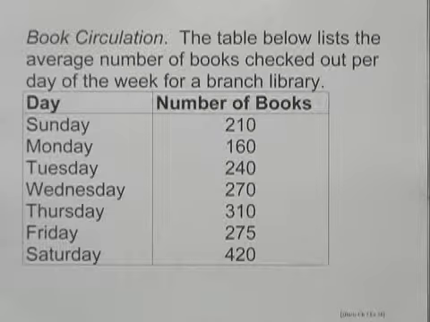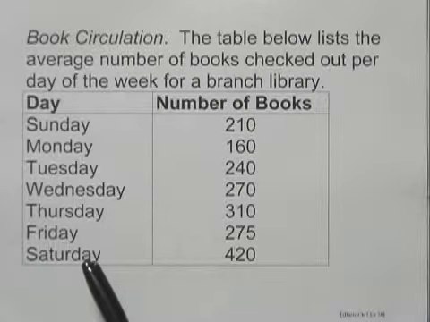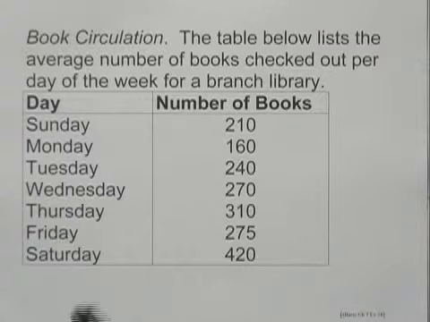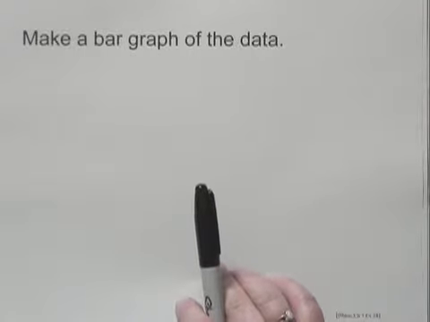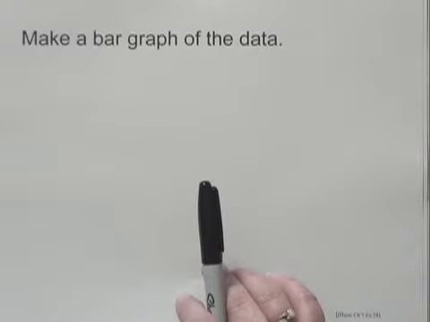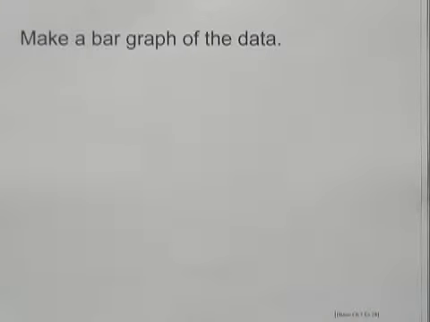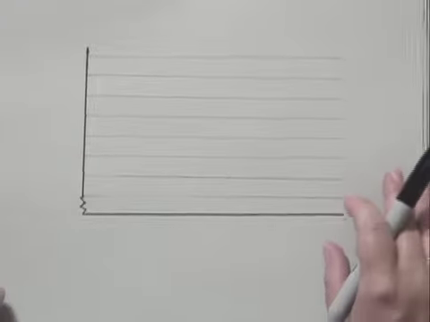The table below lists the average number of books checked out per day of the week for a branch library. We are asked to make a bar graph of the data. Now we're going to make a vertical bar graph, which means that we're going to draw two perpendicular lines here, and along the bottom we're going to list the days of the week, and along the vertical axis we're going to list the number of books checked out.